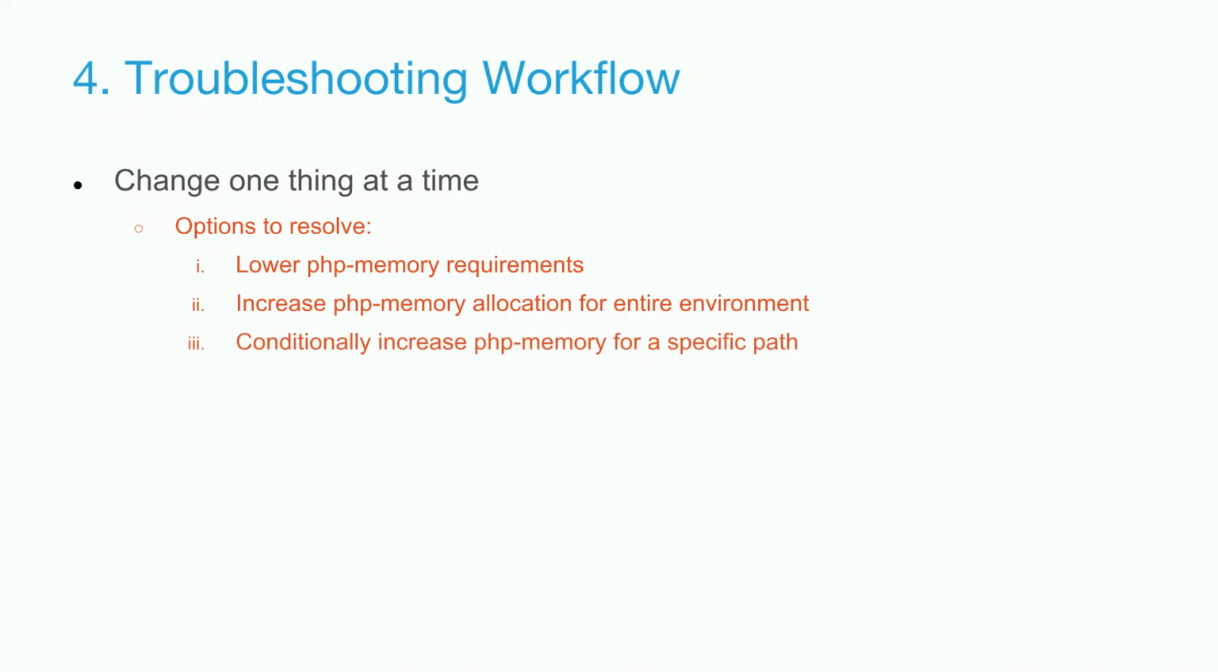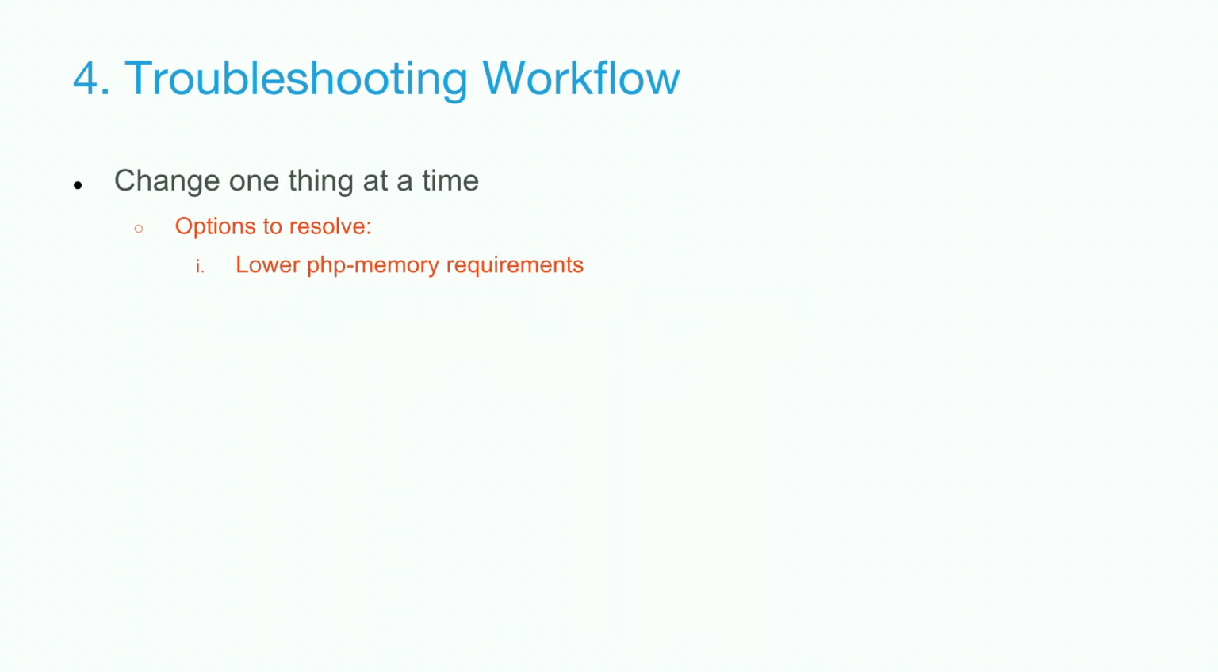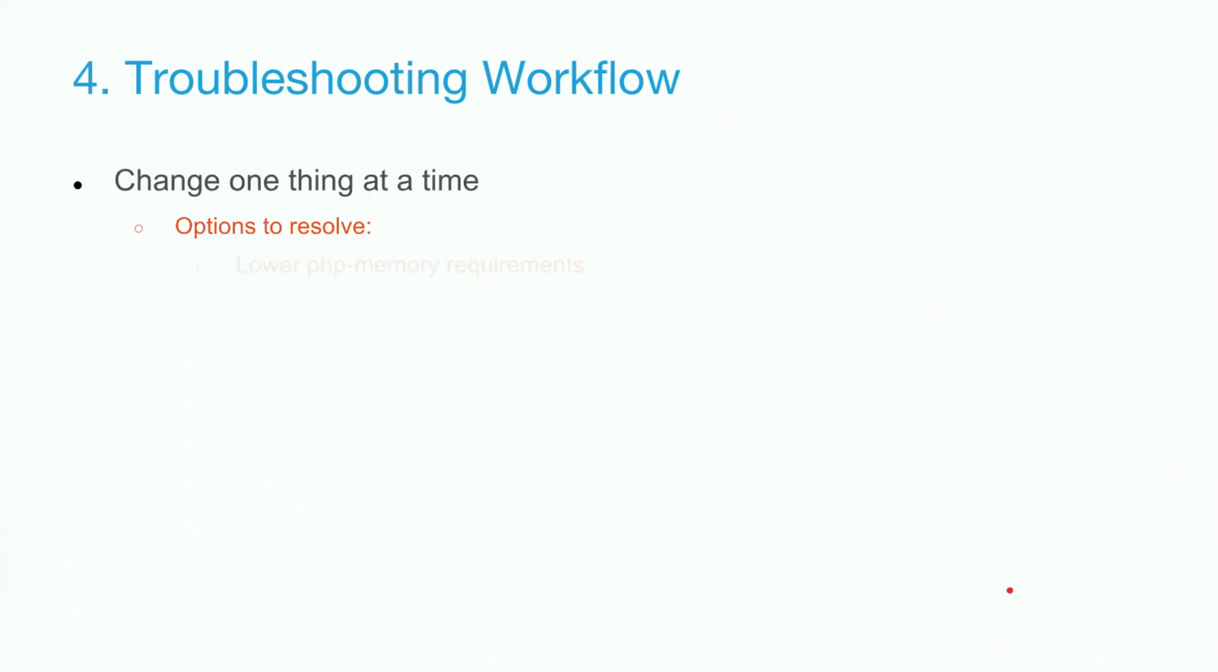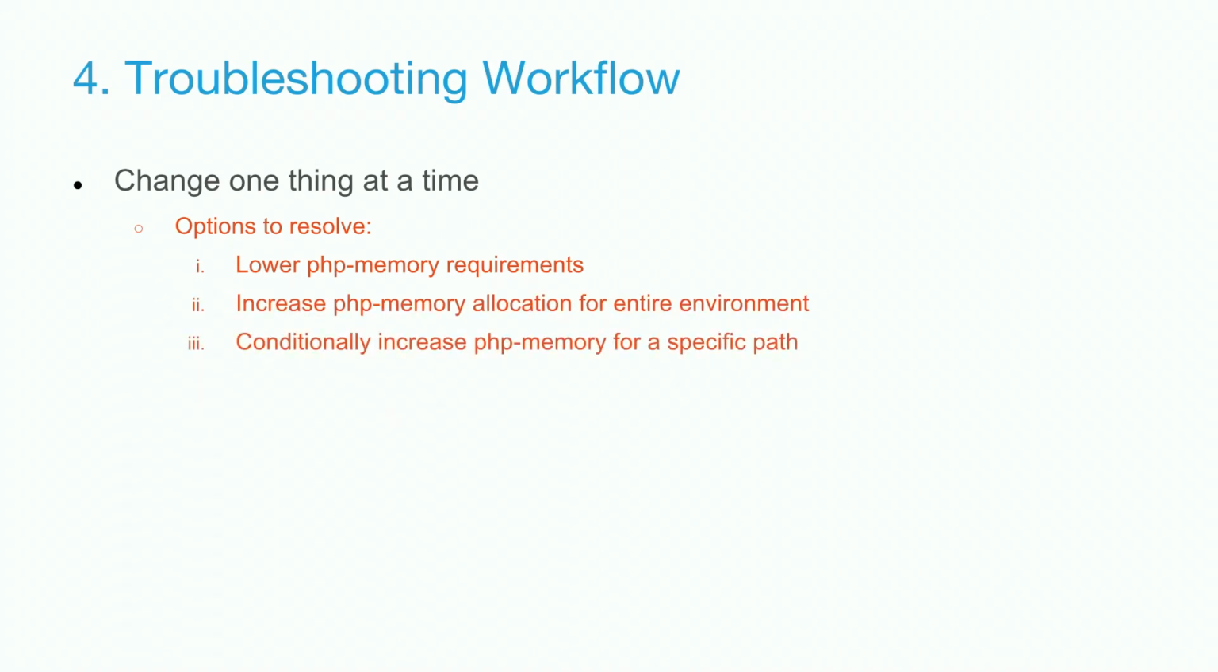One thing that we recommend a lot is you can conditionally increase PHP memory for a specific path. If we look back at that error, this is happening only for the admin menu, so we can use that as a key to go off of. We can then conditionally increase PHP memory for anyone using that path, for admin users who are logged into the site. So when we change one thing at a time, we also want to target the narrowest base of users that are currently affected by the problem. We don't necessarily want to change things for users who aren't affected.